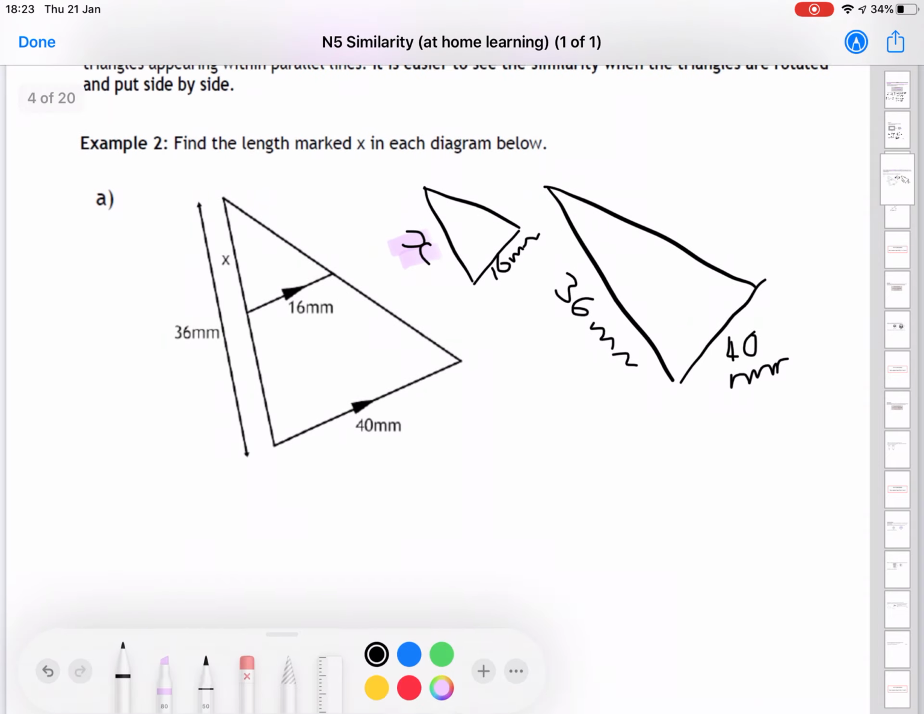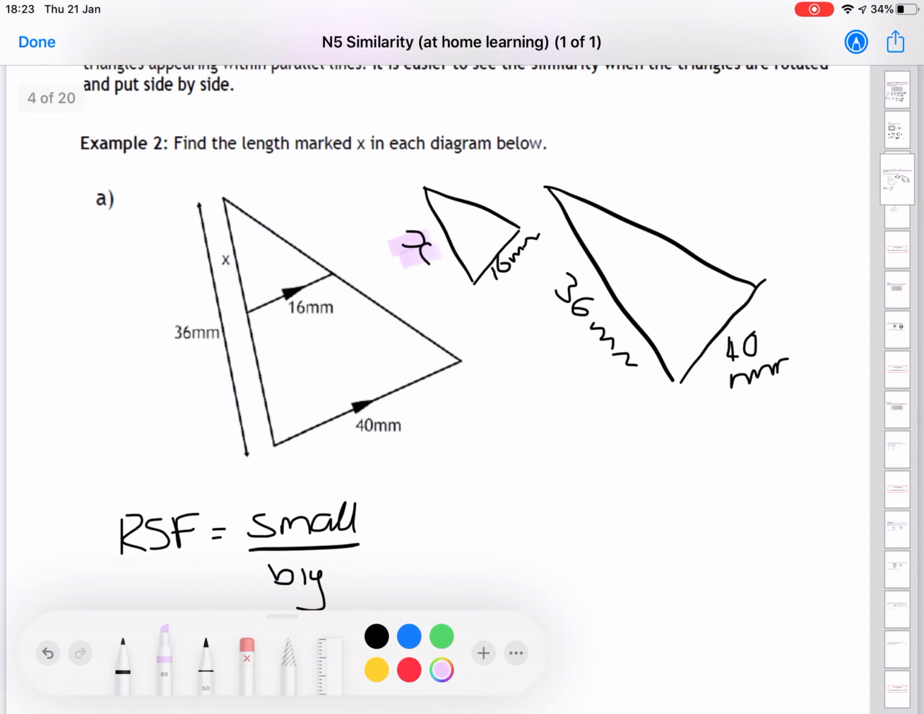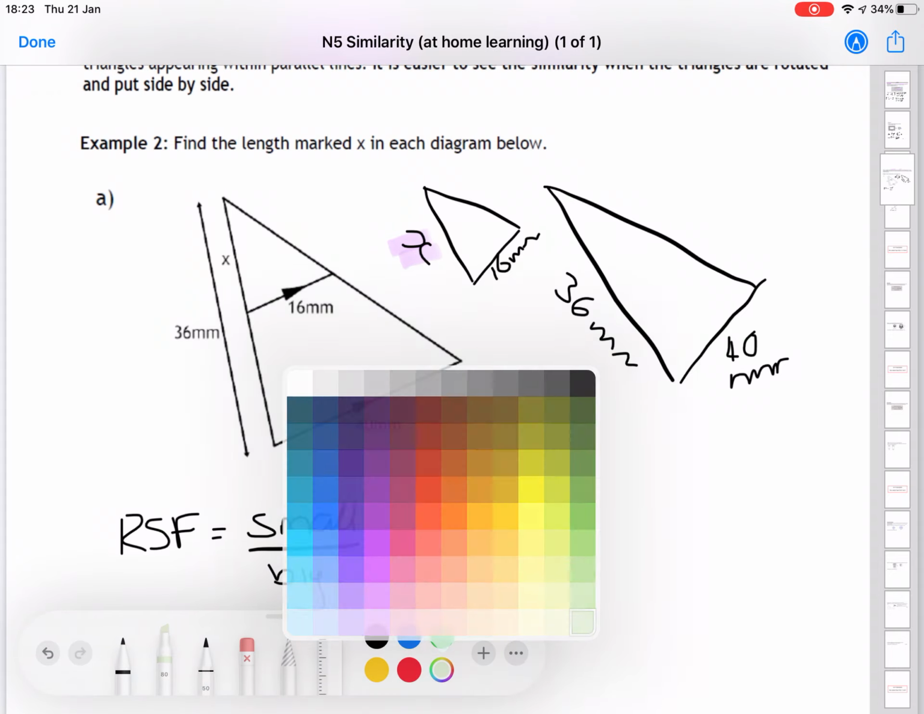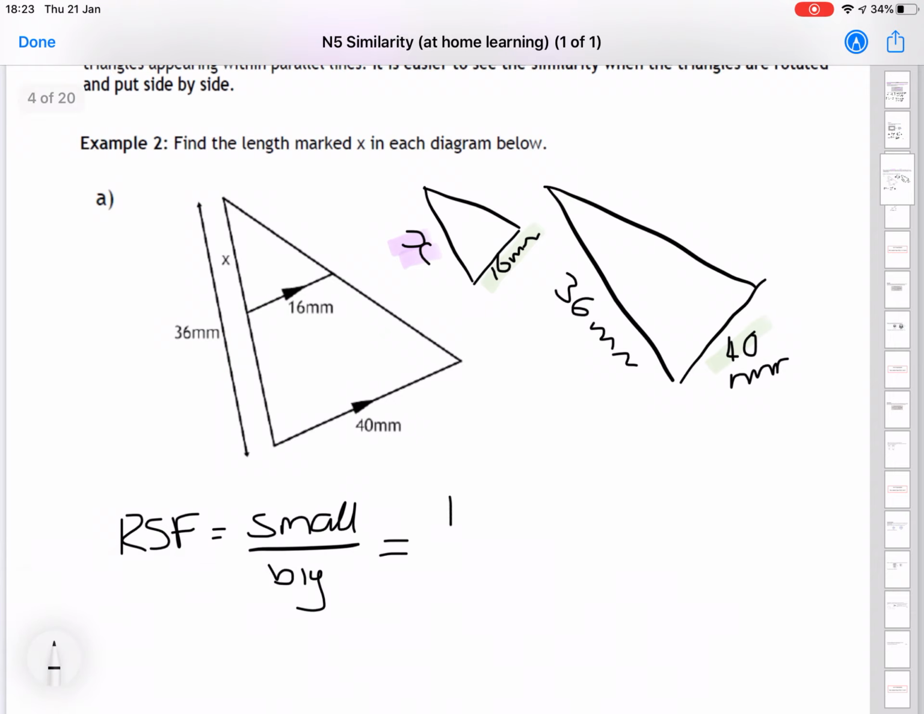So the first thing we'll do is work out the scale factor. So reduction is the smaller one over the bigger one. So our pair of sides that are corresponding in this case are going to actually be the bottom edge of each triangle, the 16 and the 40. So if we go ahead and fill that into our formula, we have 16 over 40. And we can simplify that down. They both divide by 8. So that's going to give us 2 over 5.